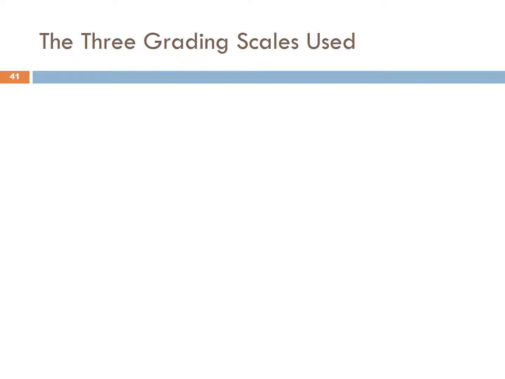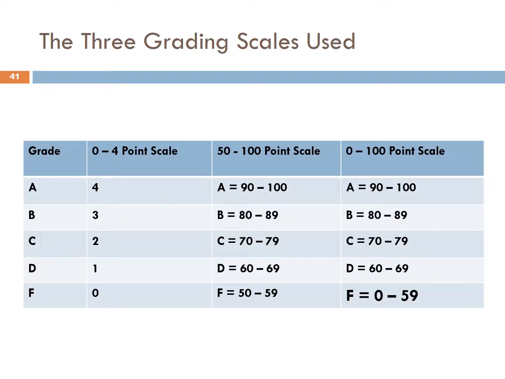The 3 grading scales used. Column 1 are grades A through F. Column 2, the 0 to 4 point scale, goes from 0 to 4 for an A. The 50 to 100 point scale and the 0 to 100 point scale are identical except for the value of F. With the 50 to 100 point scale, F equals 50 to 59 points. With a 0 to 100 point scale, F equals 0 to 59.